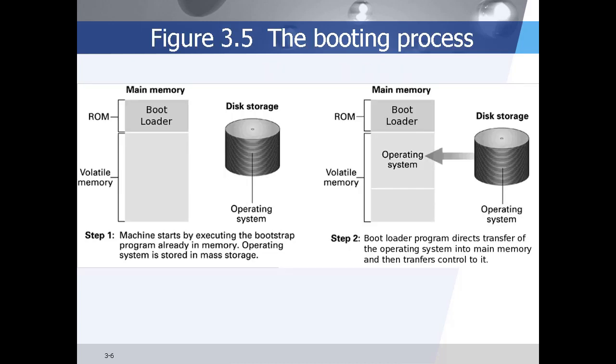So initially, your operating system is stored on the disk, and the bootloader is in the ROM, and this is your main memory, which is the volatile memory. So when you turn on your computer, the bootloader will load your operating system from the disk into the main memory, and then the main operating system will take control. So the operating system will control the whole system, to perform all the functions provided by the operating system.